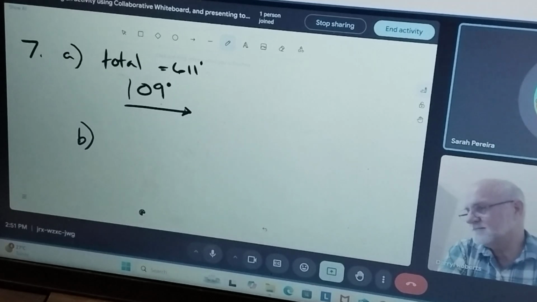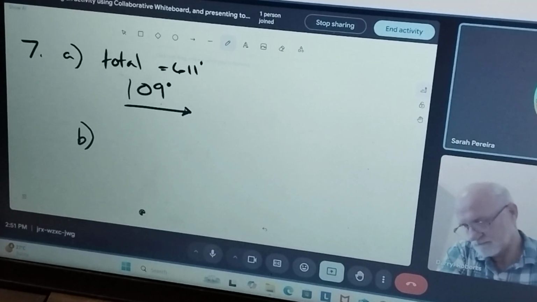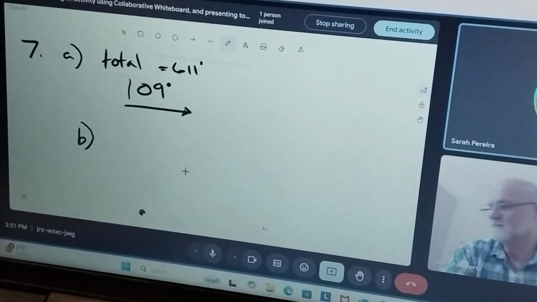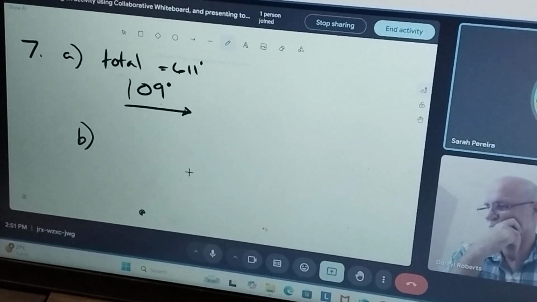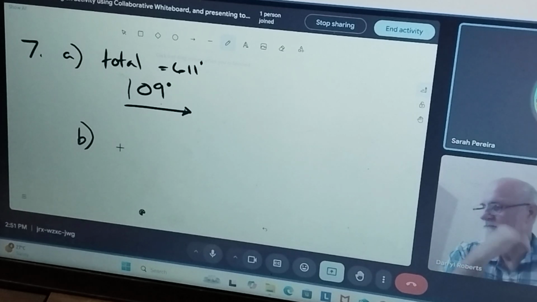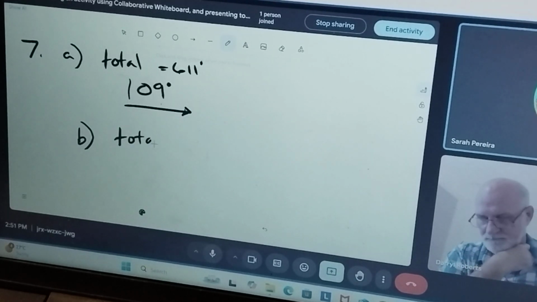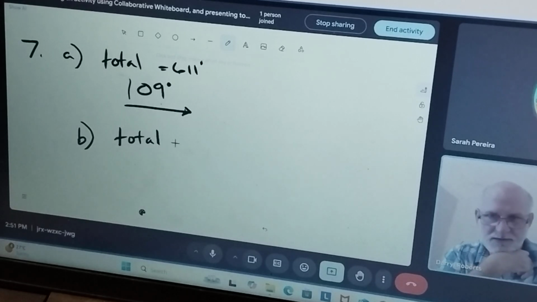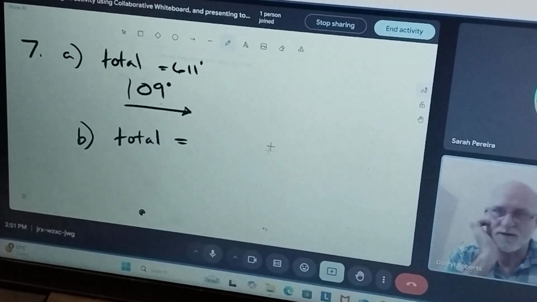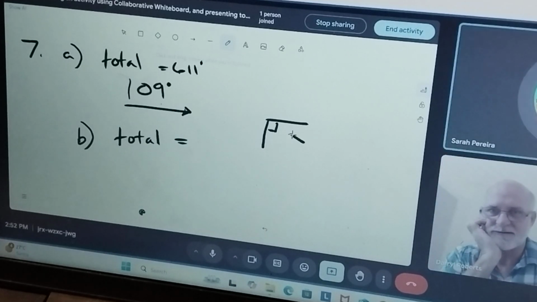B. Calculate the value of x. First of all, 105 plus 130. Okay, what was your total? 430. No, not 430. I know what you haven't done. You haven't added the little angle that they've given you that looks like that. Oh yeah, I didn't add that.